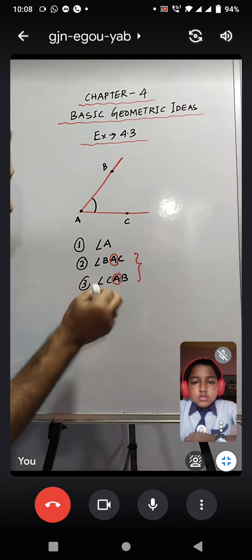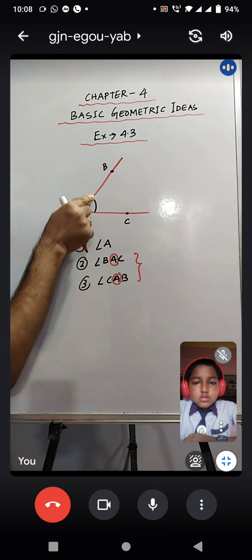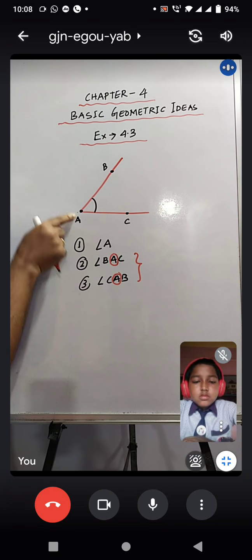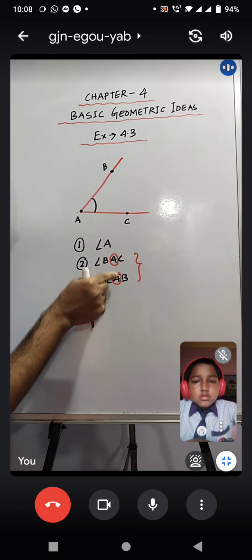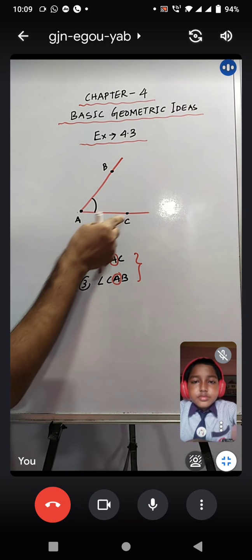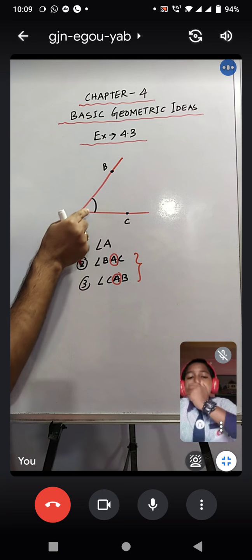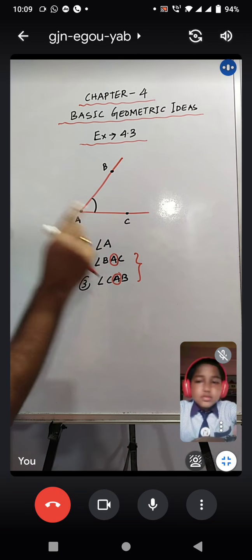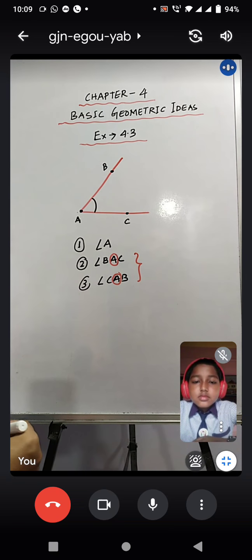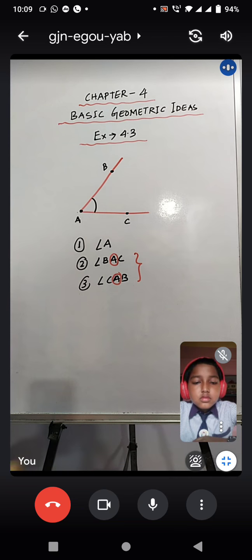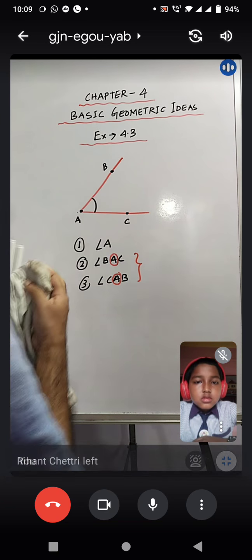Why is A in between? Because the angle is forming on A, so wherever the angle is formed, that particular letter will always be in the middle. It doesn't matter from which side you are taking, A will always come in between. This thing is very, very important, students. You should remember this, so I advise all of you to please write it down. Now let's move on to question number 1.